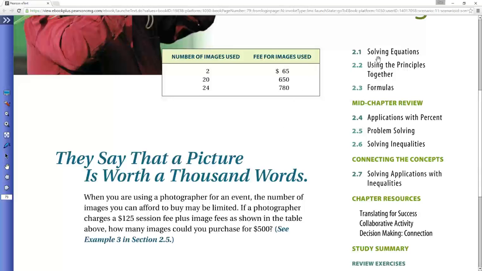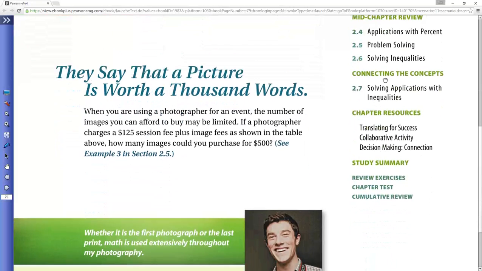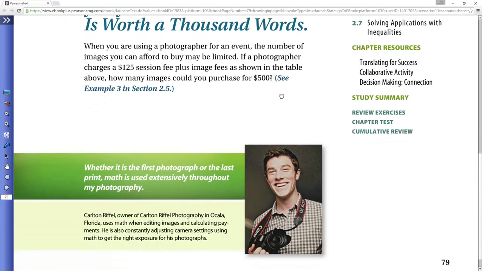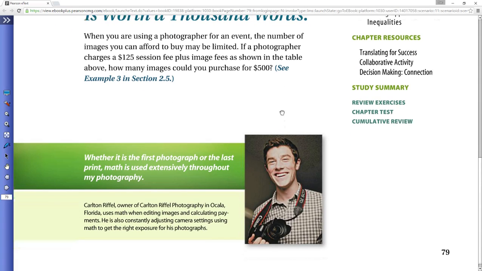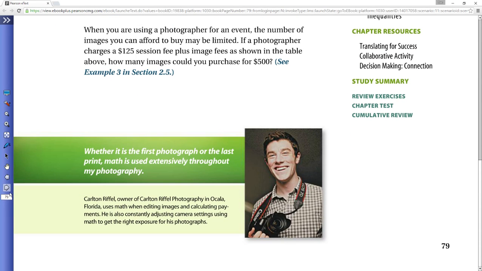Well, let's look at this. So we have these sections: solving equations, using principles together, and we'll talk about techniques to solve equations. There are some real hard and fast rules that we'll use, and we're going to look at formulas, which really are equations with multiple variables. And then we're going to get into applications and problem solving, and inequalities, which we'll talk quickly about. They'll usually introduce this in a book with some real world stuff that's going on.